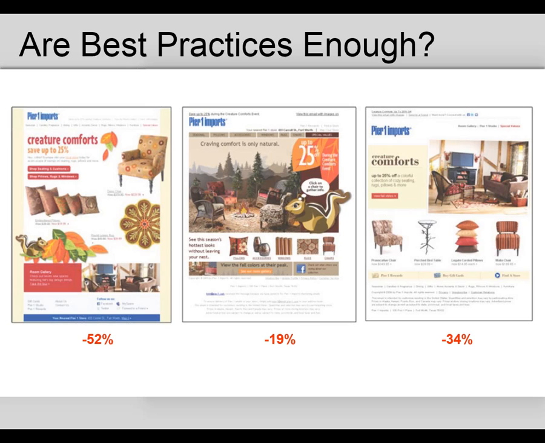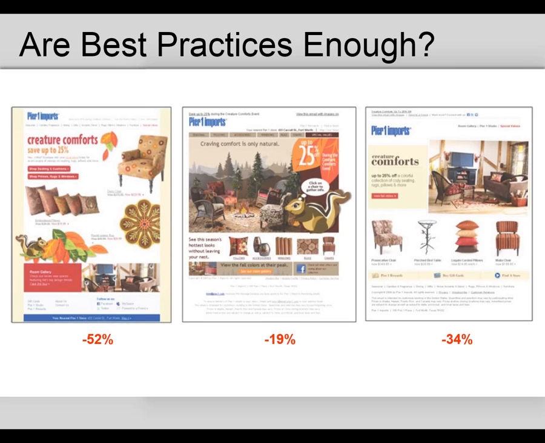Now, I kind of rigged this a little bit because I didn't show you what the control looked like. But that's okay, because the key thing that we wanted to understand here is that when it comes to optimizing email campaigns, best practices are not enough. When it comes to optimizing email campaigns, we need a rigorous methodology that we can apply.